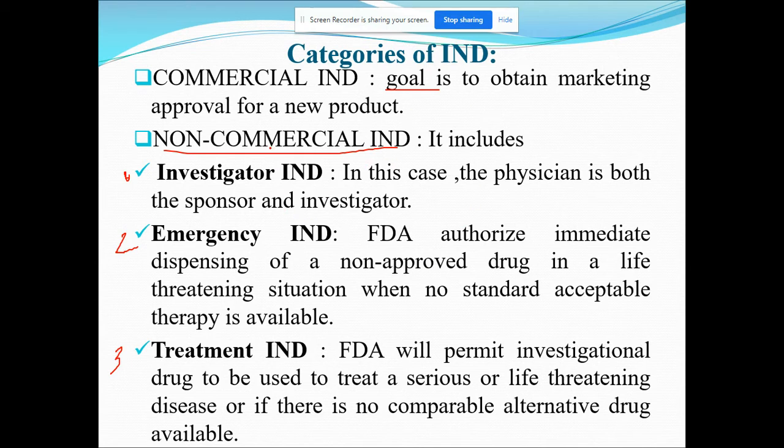So what I'm explaining are the three categories of the non-commercial IND. In that, the second one I am discussing with you is the emergency IND.